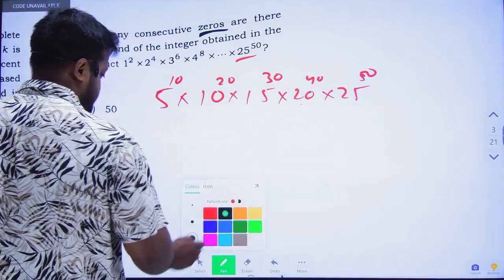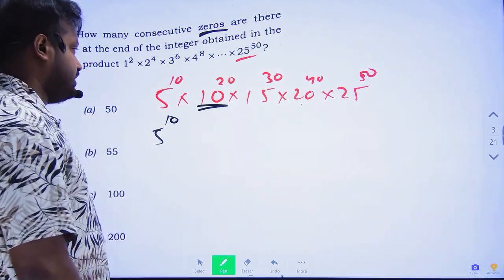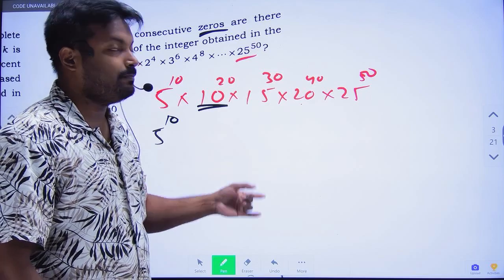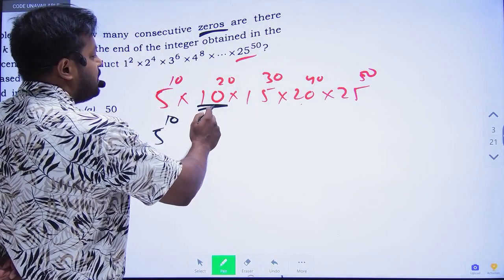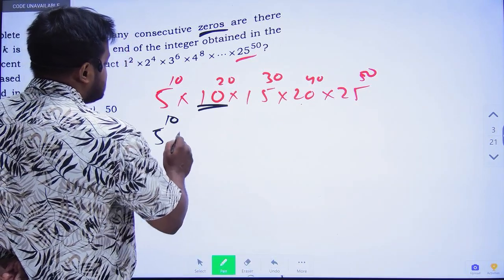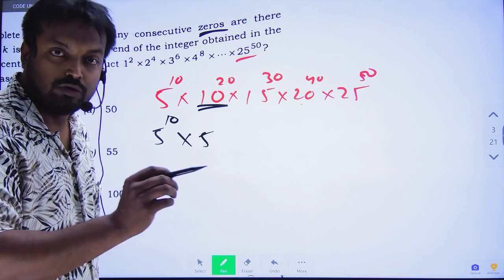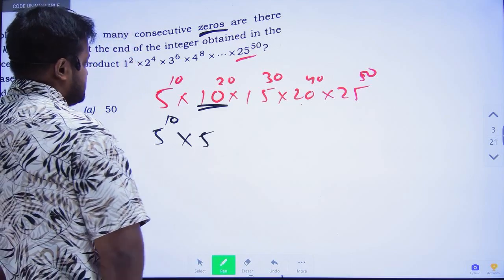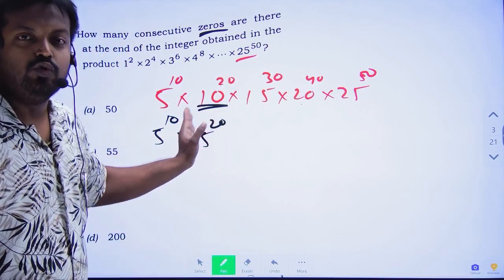See, this is 5 to the power 10, 10 to the power 20. Using the basic rule of exponents, I can write 10 to the power 20 as 5 to the power 20 into 2 to the power 20. I just have to keep the power of 5, because 2 I am as such ignoring, because 2 will be more. Fine, students. So this is 5 to the power 20. I'm only focusing on the powers of 5. 2 I'll ignore.